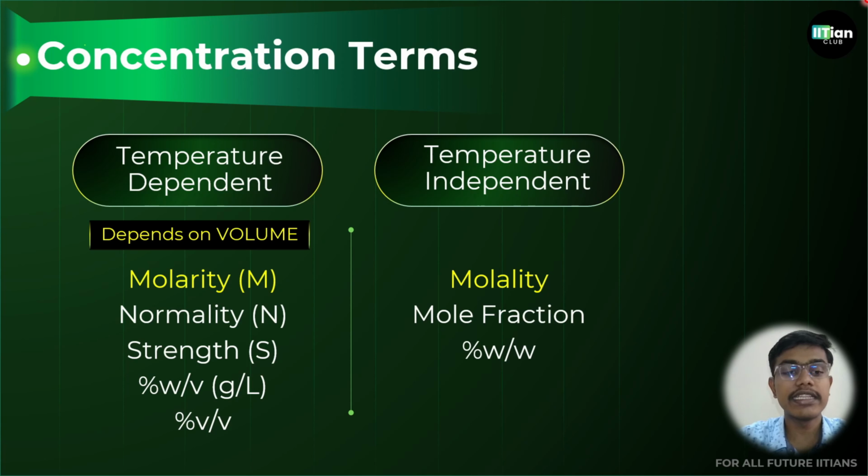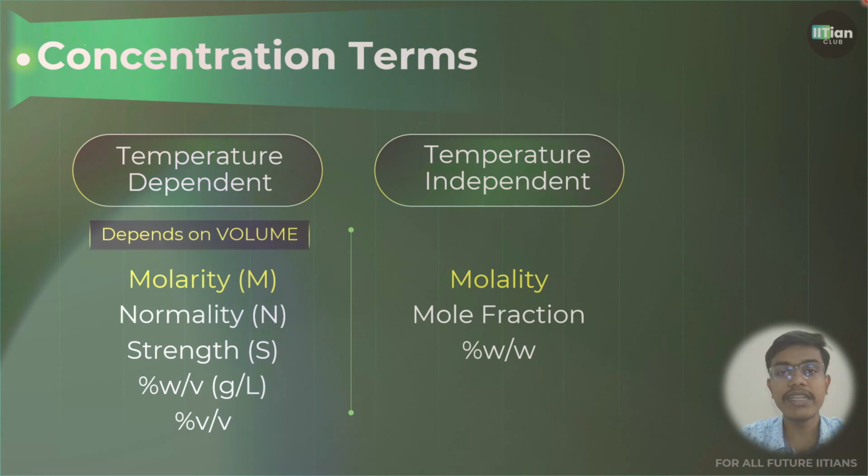Molarity, normality, strength, percentage weight by volume, percentage volume by volume. All those things depend on volume, so they depend on temperature. Molality, mole fraction and percentage weight by weight. These concentration terms do not depend on volume and hence they are temperature independent.